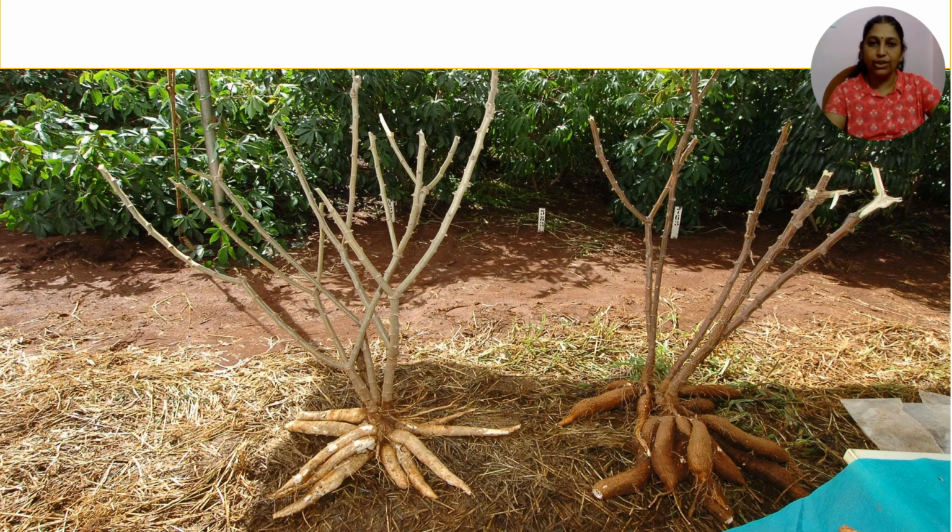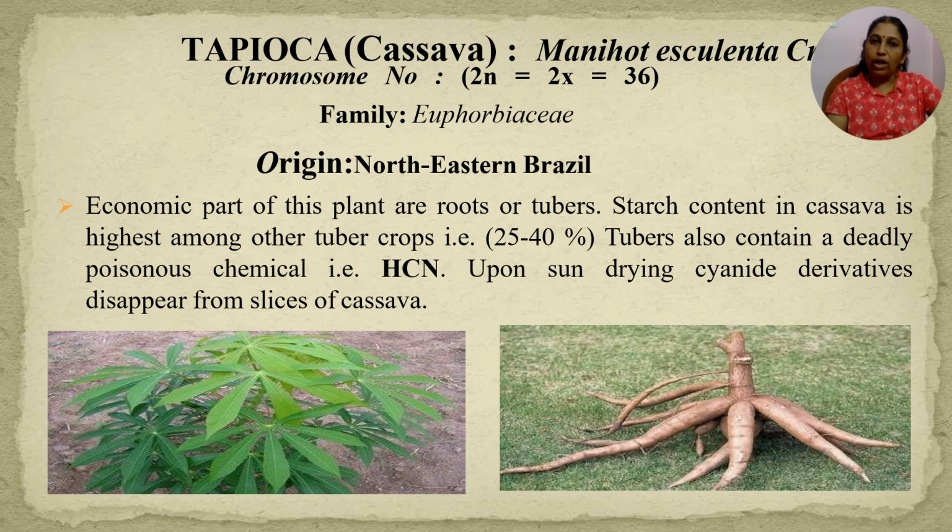You can see the clusters of tubers in the underground part, which is the primary source of starch. Tapioca or cassava, botanically termed as Manihot esculenta, belongs to the family Euphorbiaceae with a chromosome number of 36. Its origin is Brazil, the northeastern part of Brazil. The economic part of the plant is the roots or tubers. Cassava is one of the crops in which the tuber contains the highest starch content of 25 to 40%.